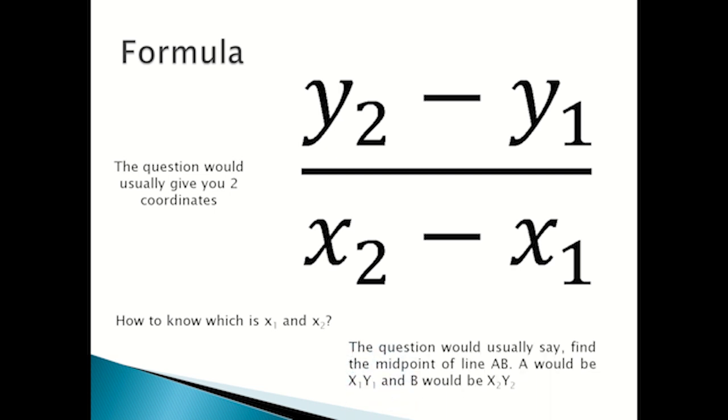The question would usually say find the midpoint of AB, or find the gradient of the line AB or line L, and A would be x1 y1 and B would be x2 y2. Usually the first coordinate will be x1 y1 and the second coordinate given in a question would be x2 and y2.